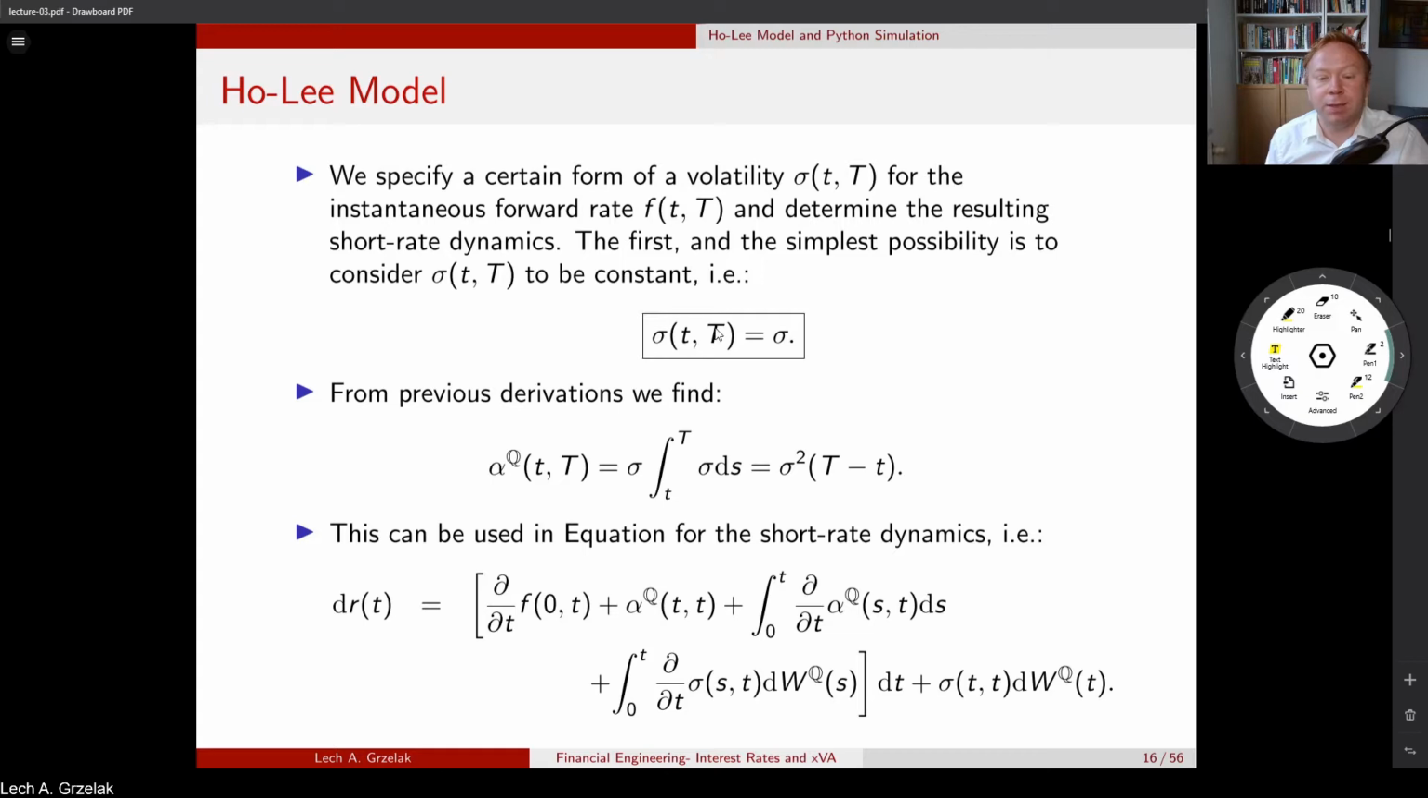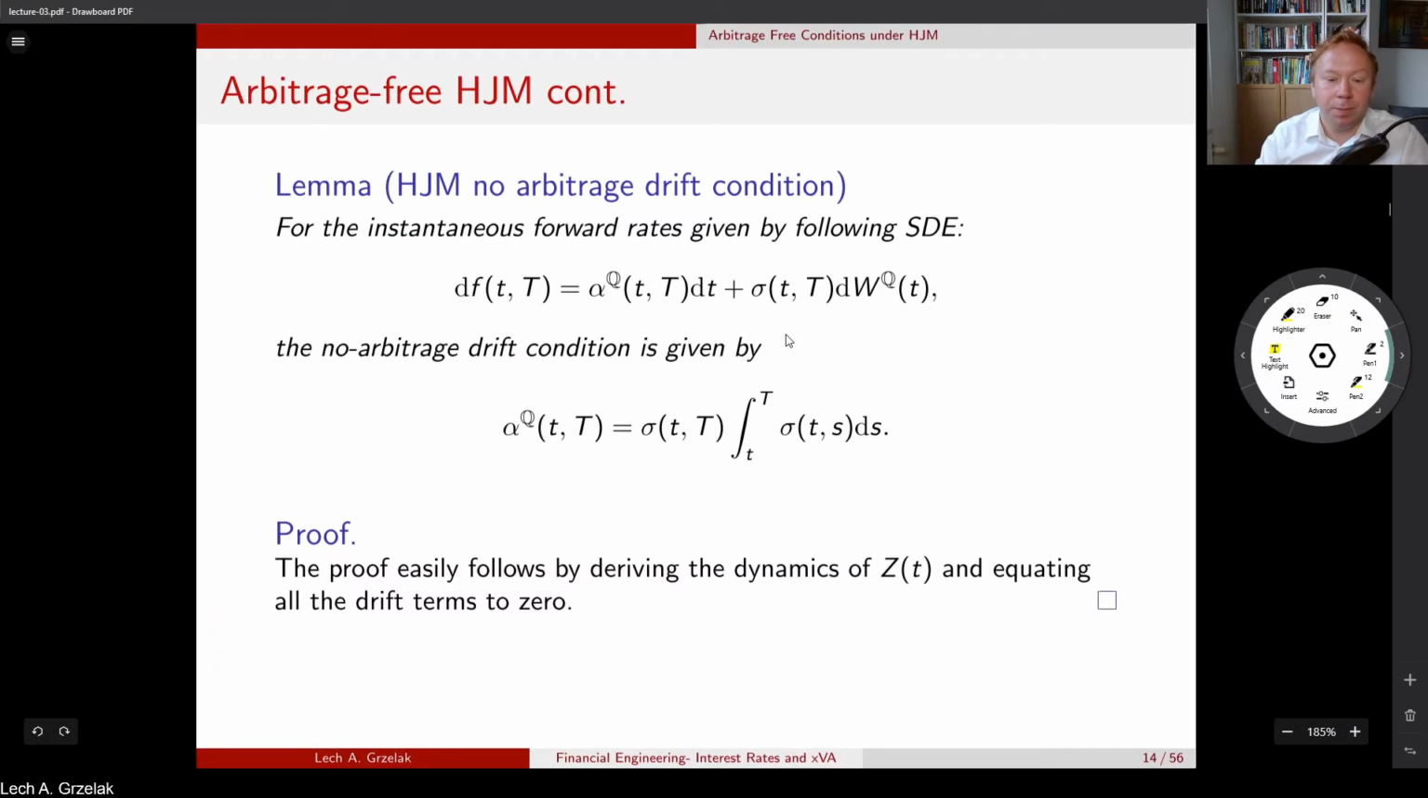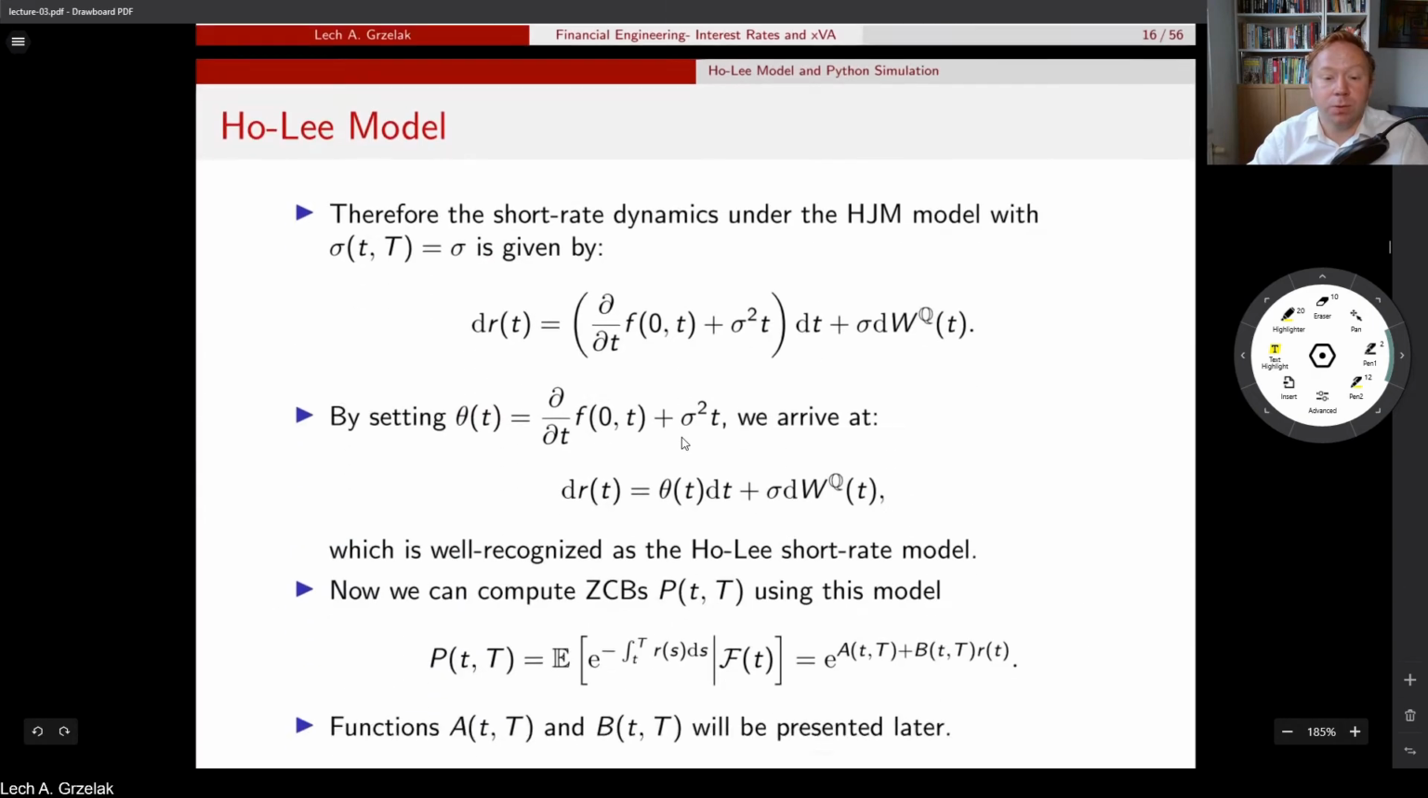So we take sigma(t, T) equal to sigma. Sigma(t, t) is, of course, this volatility structure. So it's actually this volatility that we specify for the HJM. Of course, once we specify sigma to be constant, immediately we can also calculate the function for alpha under the HJM condition. So let's go back.